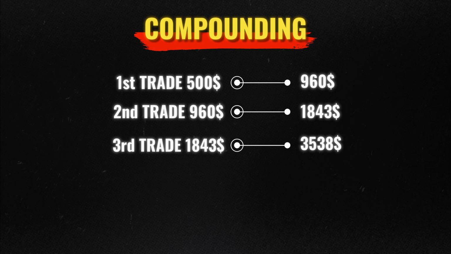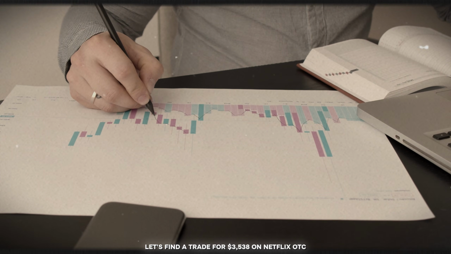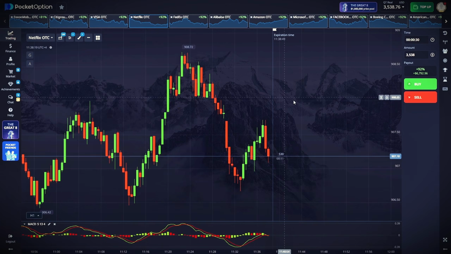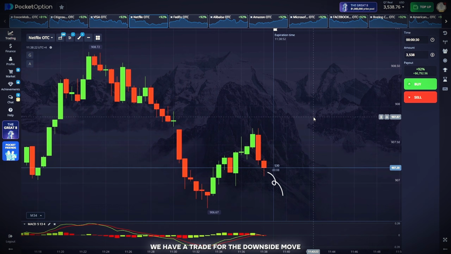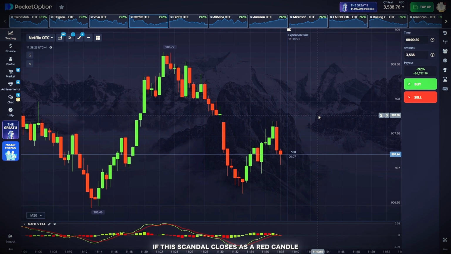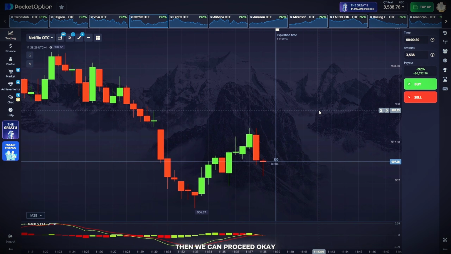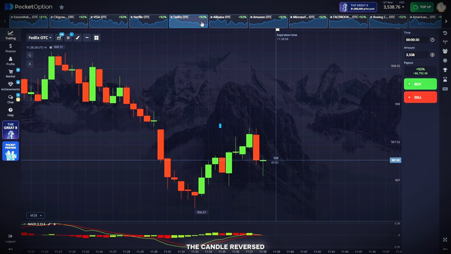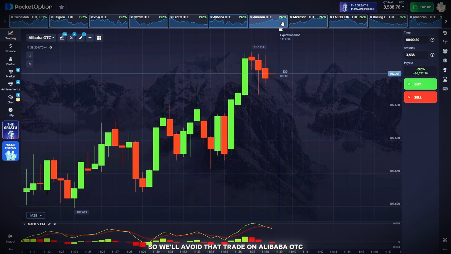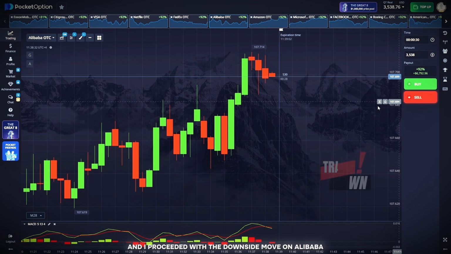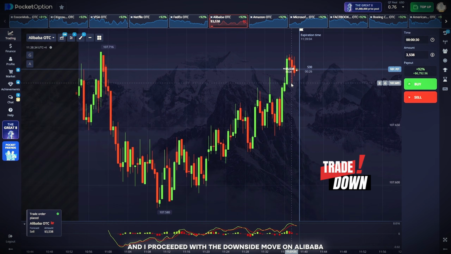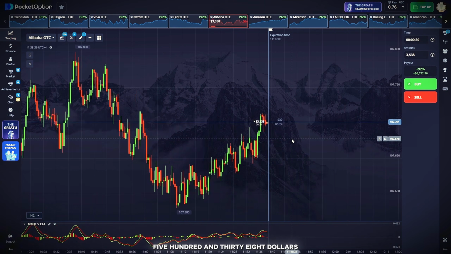$3,538. Let's find a trade for $3,538. On Netflix OTC, we have a trade for the downside move. If this candle closes as a red candle, then we can proceed. Okay, the candle reversed, so we'll avoid that trade. On Alibaba OTC, we have a trade, and I proceeded with the downside move on Alibaba OTC for $3,538.